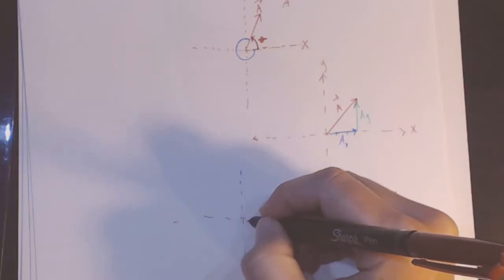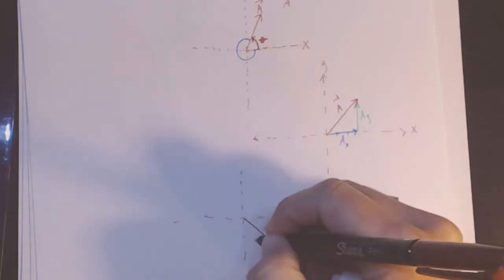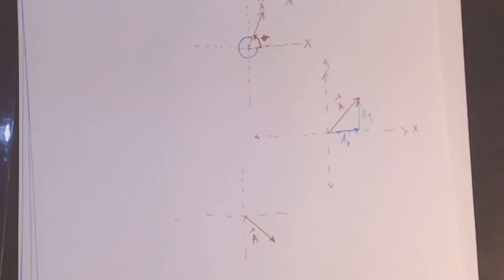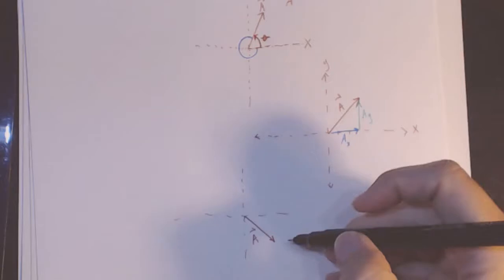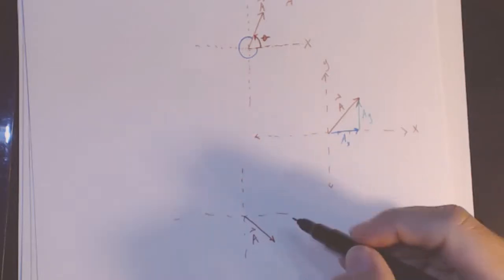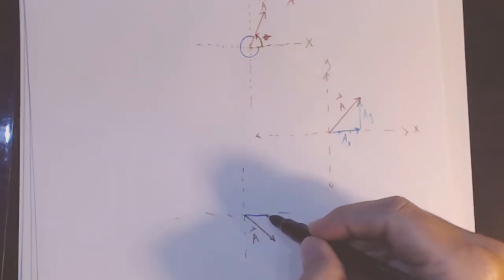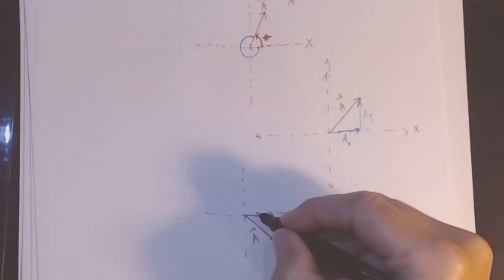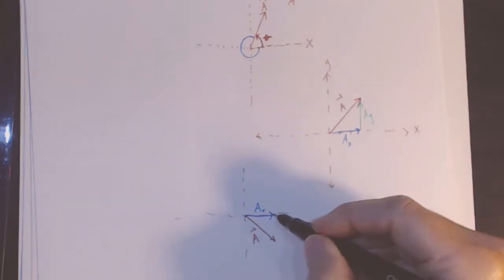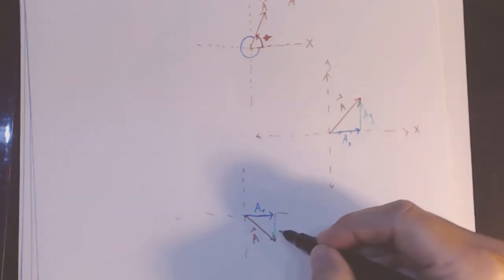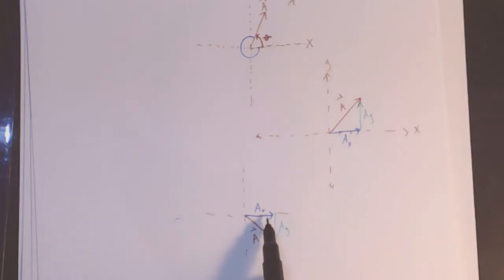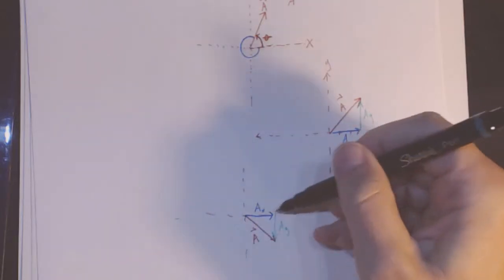If vector A is that vector instead, then to get from the tail to the head, I'm going to move in the positive horizontal or x direction, and I would move in the negative vertical direction. How do I know how long to draw this horizontal component of A?